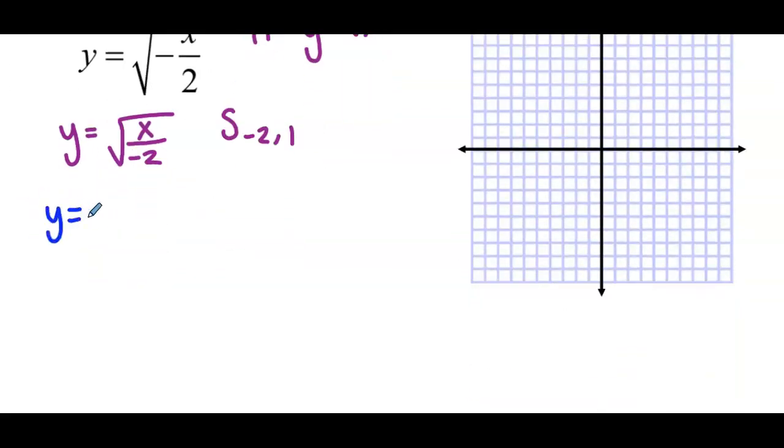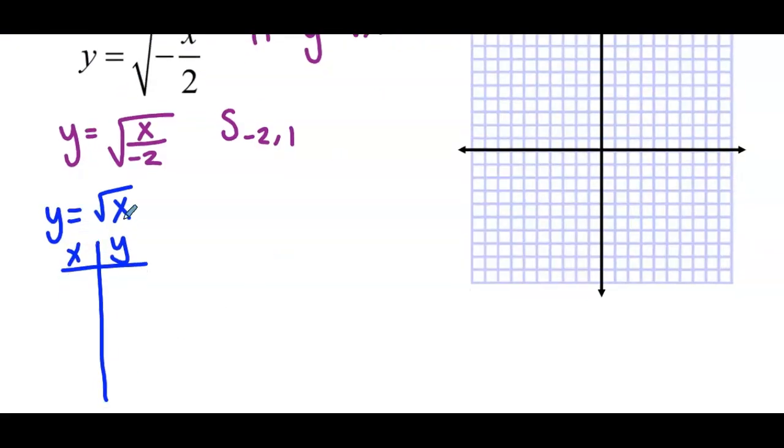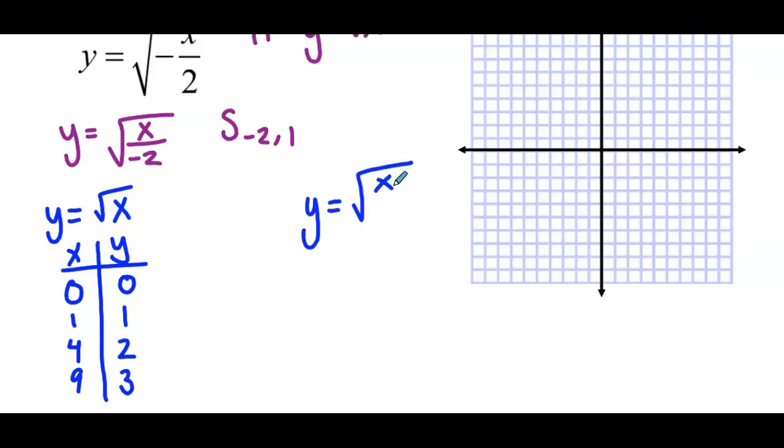So y equals the square root of x. So we have x, y. Now remember, square root of x, we want to input perfect squares. So 0, 1, 4, 9. Square root of 0 is 0, square root of 1 is 1, square root of 4 is 2, square root of 9 is 3. And then we're trying to get the graph of the square root of -x divided by 2.